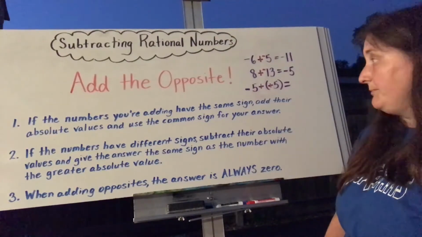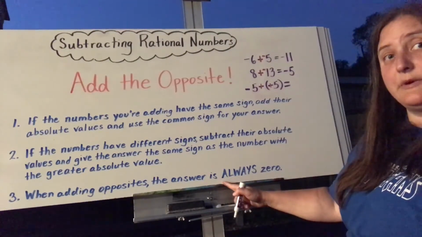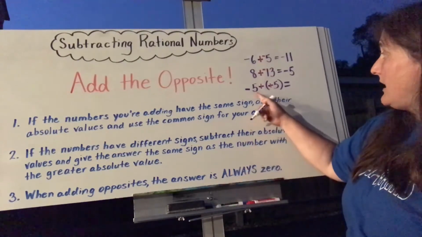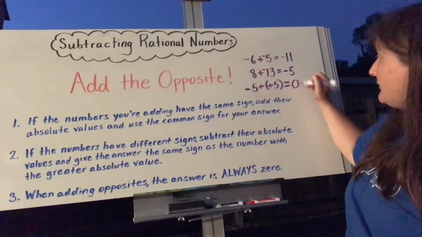My last rule is that if I'm adding opposites, the answer will always be 0. So here -5 and 5 are opposites, so when I add them together, I get an answer of 0.